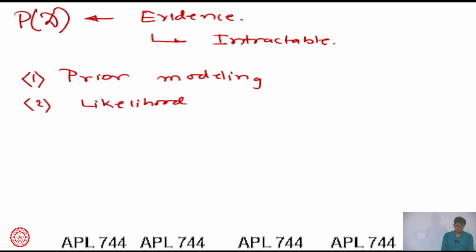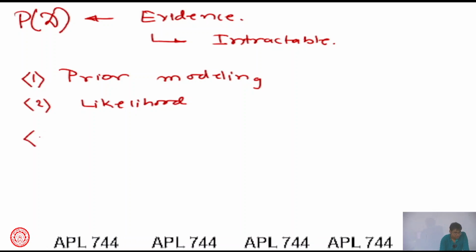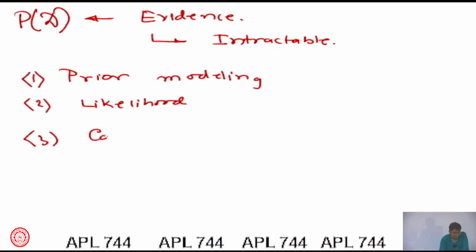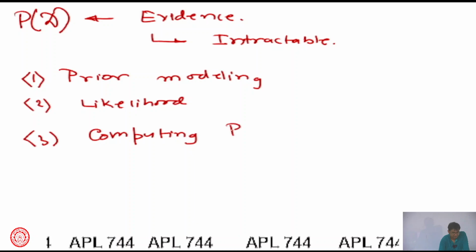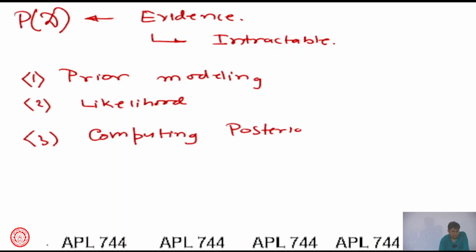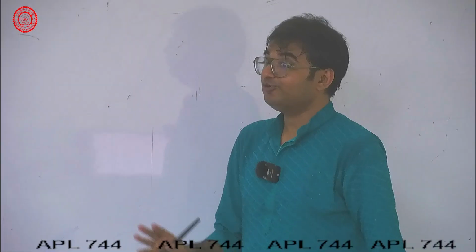The third one is computing the posterior, and this is the main thing we will be talking about. So, basically we will assume that we know some prior, we know the data generation process, we know the likelihood, but given these two things, how can I compute the posterior?